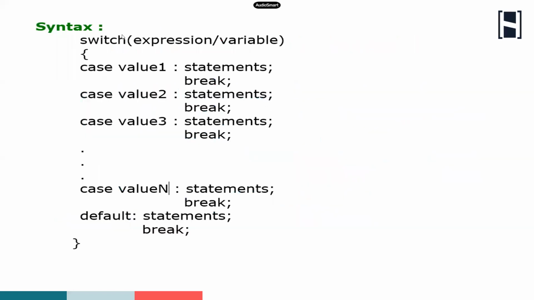So here, switch is the keyword. Within the parentheses, that is within the brackets, I have to mention the name of the variable whose value I am going to compare. So which variable value I am going to compare, I have to mention the name of that variable, or I can also mention an expression. I can mention either one, so any one I can give here.